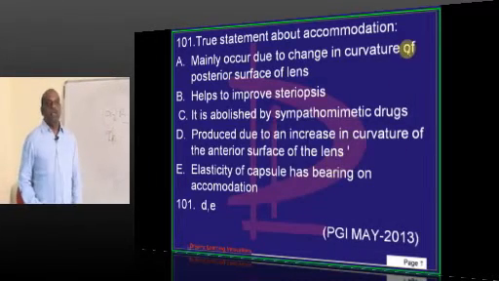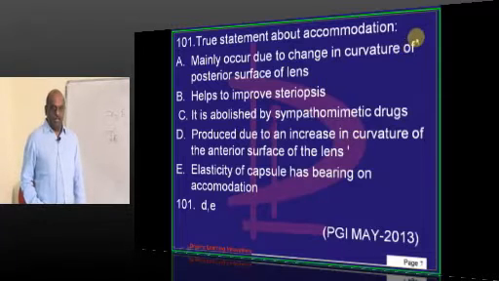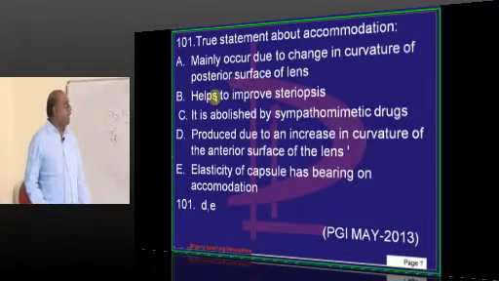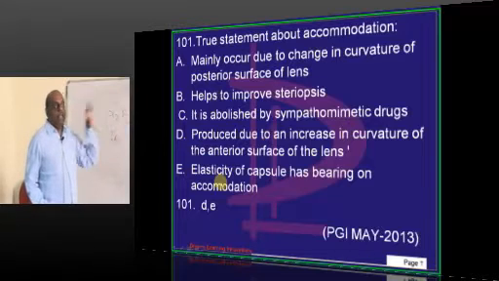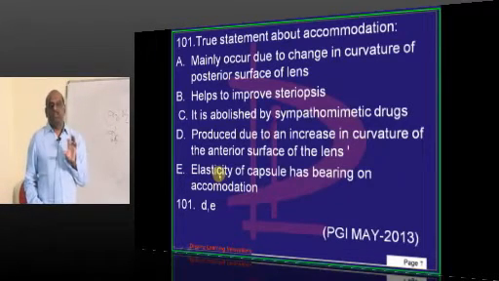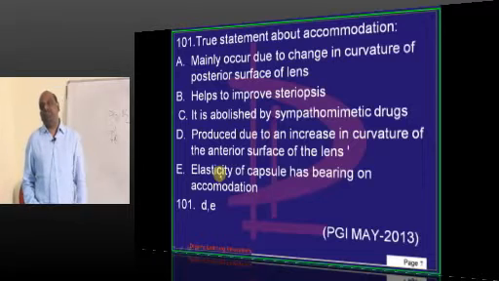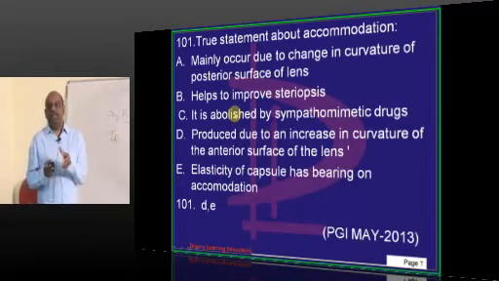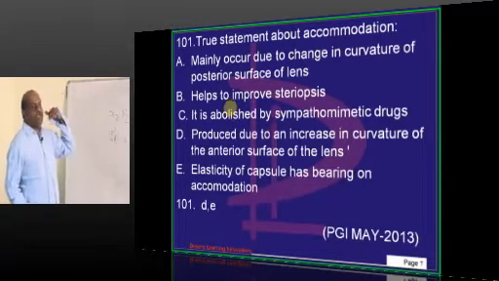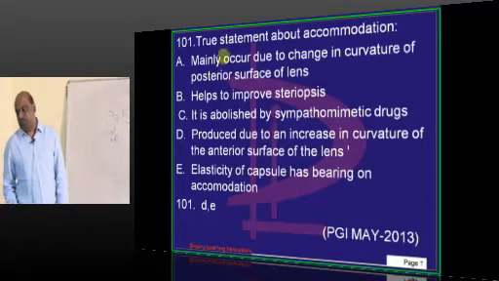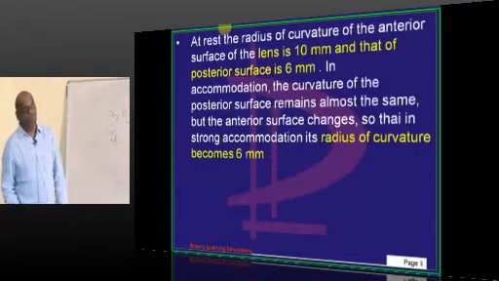So whenever accommodation occurs, there is an increase in anterior curvature and elasticity has a bearing. That is the reason after 40, loss of elasticity will lead to presbyopia due to the loss of the accommodation, is what needs to be remembered. Whatever accommodation occurs will not occur at the posterior surface, it occurs in the increase in the curvature of the anterior surface is what I want to underscore to all of you.